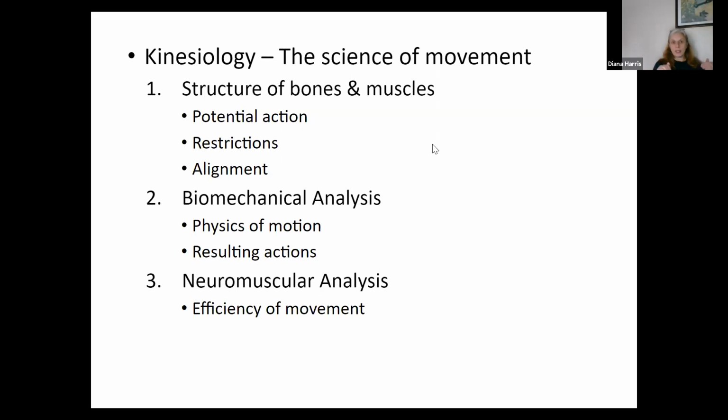So all three of these, right? The structure of bones and muscles, studying how movement occurs and is allowed to occur, and how efficiently movement should occur is the science of movement, or kinesiology. And that's what we're going to be looking at in this class.